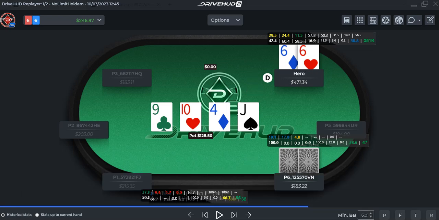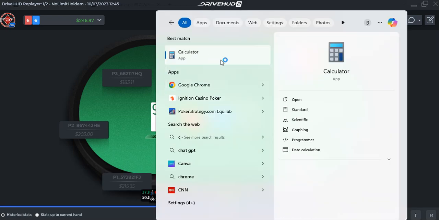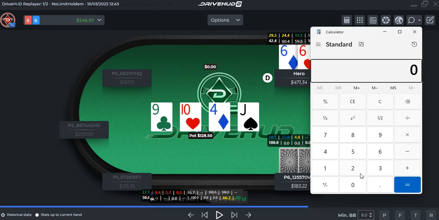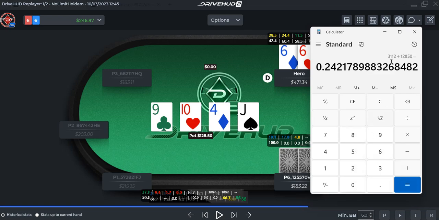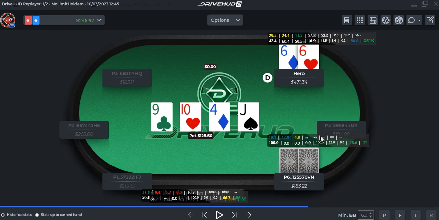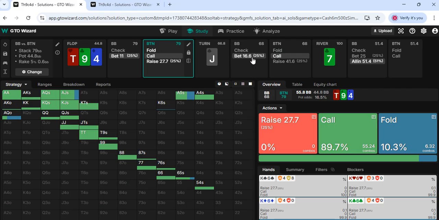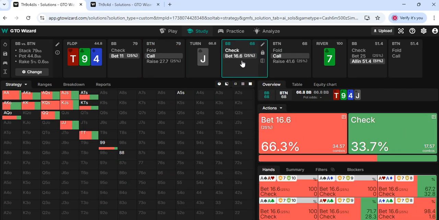Let's look up the calculator. Hold on one second. We have the calculator here, 31-12 divided by 128.50. This is going to be 25%. Yeah, around 25%. He goes 25% on the turn. Now let's go to our node lock sim.